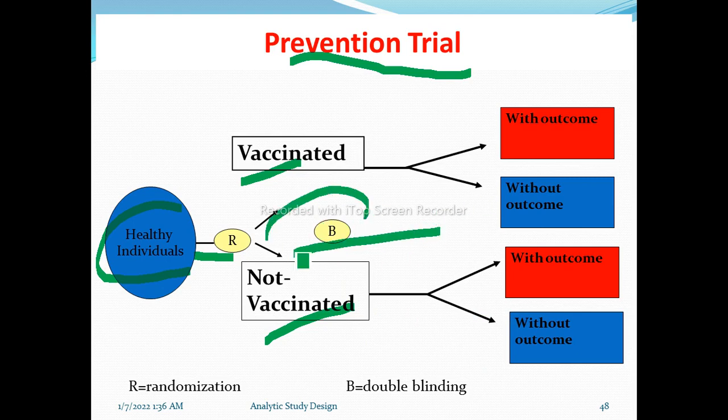They are followed with double blinding. Double blinding means the investigator and the study subjects are not aware of which group is taking the vaccine and which group is not taking the vaccine. So by observing that these are healthy individuals, this preventive trial is considered a field trial. But if it is a healthy community, it will be a community trial.